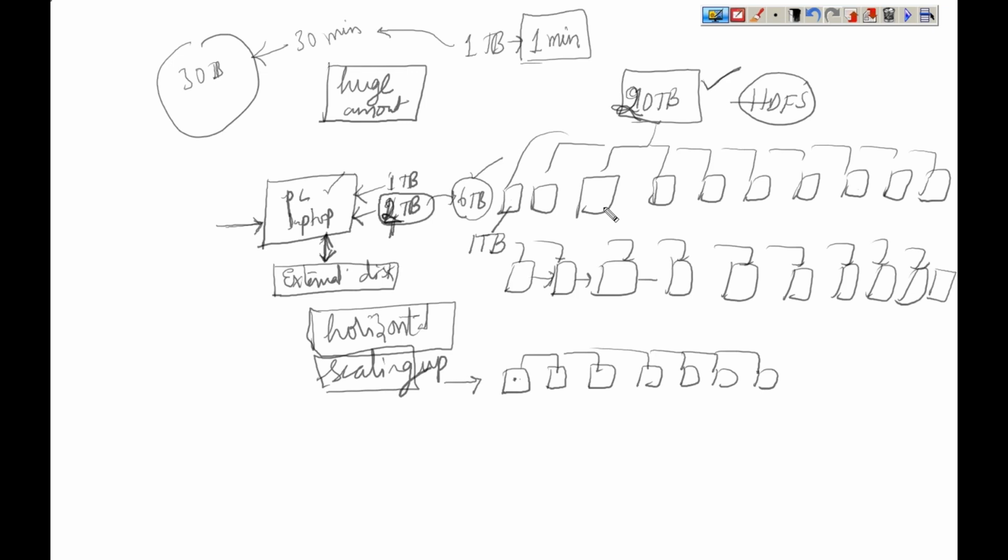Because in each machine we have only 1 TB of data, not 30 TB of data. So we could reduce the amount of time by 30 times. 30 times we could decrease the computing time. So this is the advantage we have with this big data framework, that is Hadoop, with respect to storage and with respect to processing. So this is a brief introduction to Hadoop, HDFS and MapReduce.